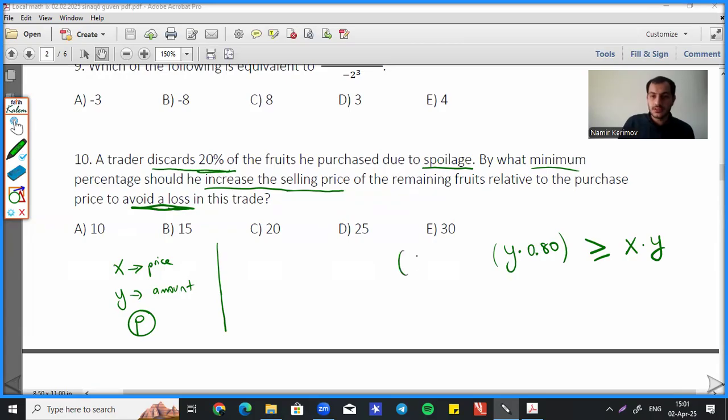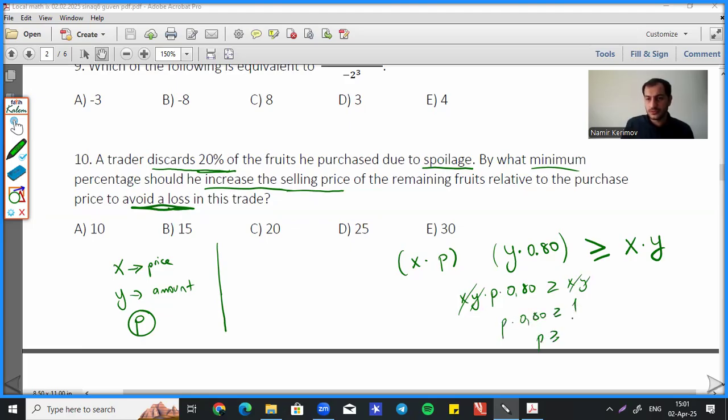And X will increase. Of course, we have to increase the selling price. So let's call it X times P. We don't know how that changed. That's what we should find. So that will be X, Y times P times 0.80 more than or equal to XY. So we can eliminate that XY. So P times 0.80 more than or equal to 1.